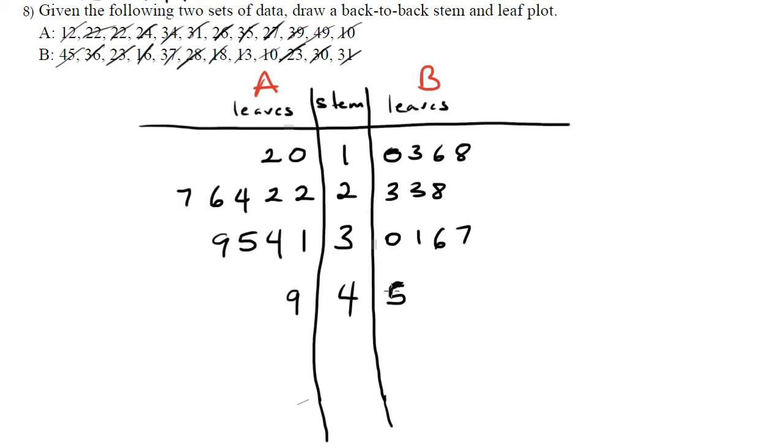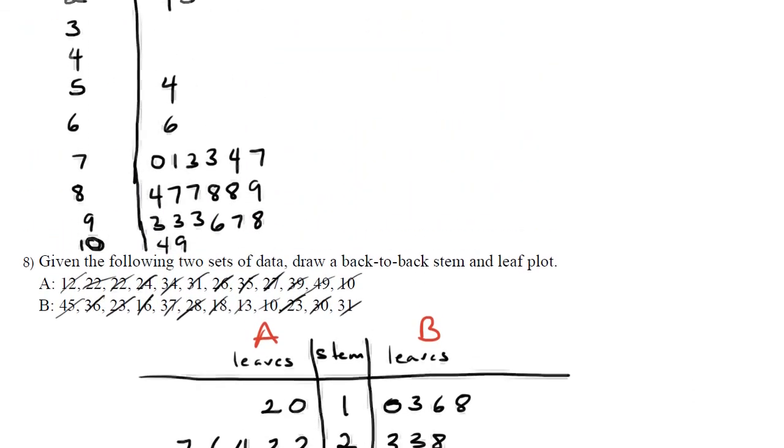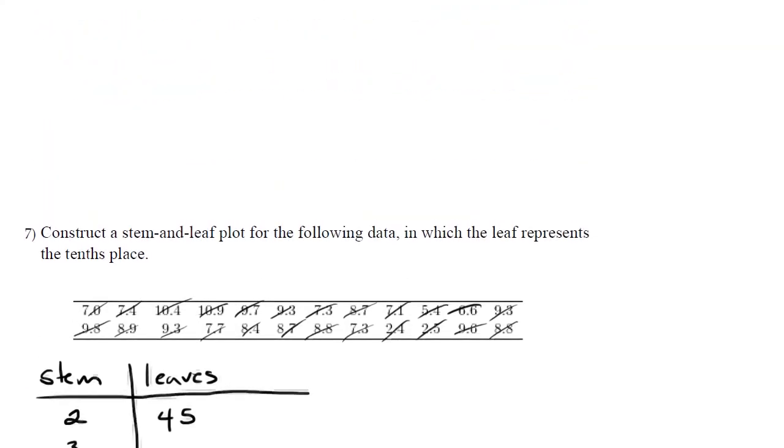Just make sure you don't make that error, putting the data in the wrong column. That would not be good. 12 here, 4, 5, 7, 8, 9, 10, 11, 12 there, and 12 up there. So there are my stem and leaf plots. All three of them.